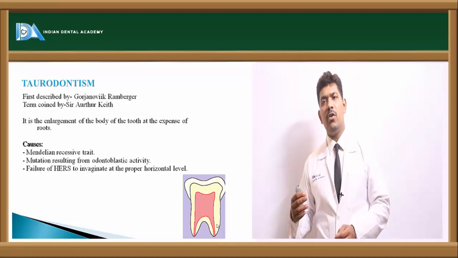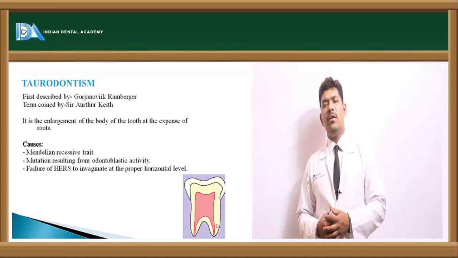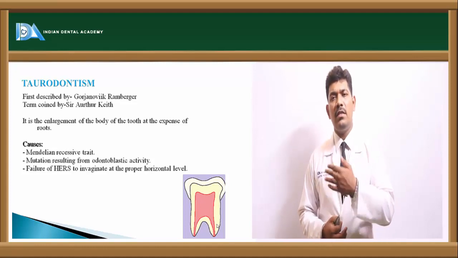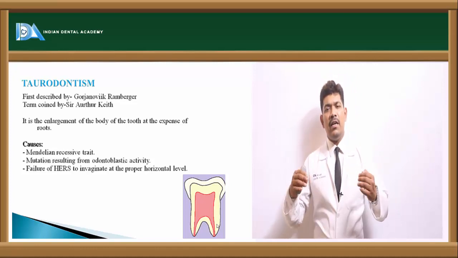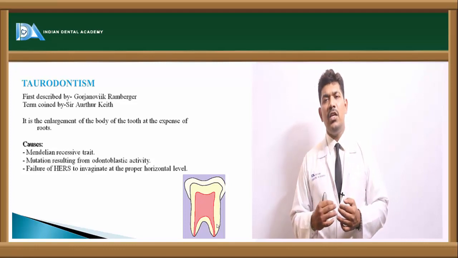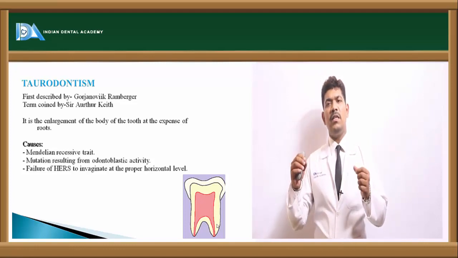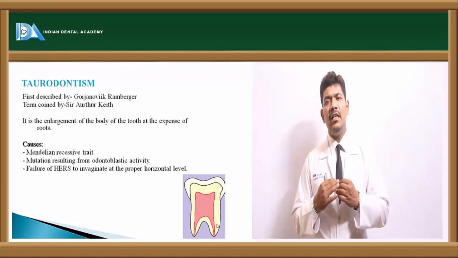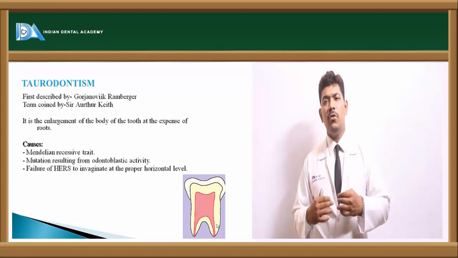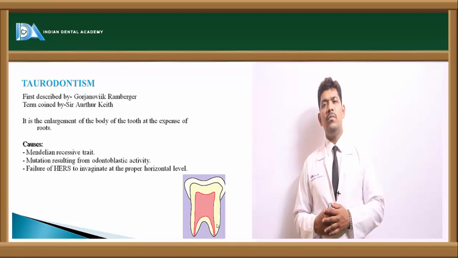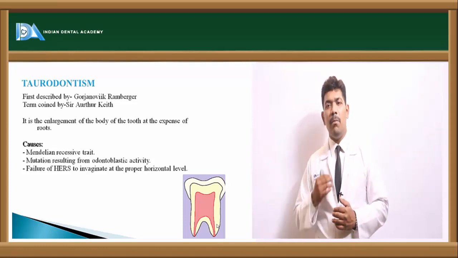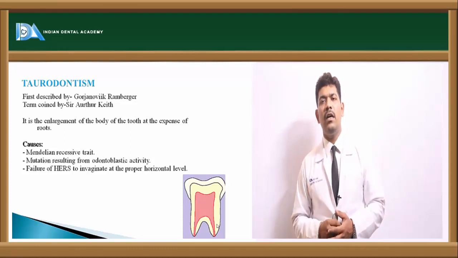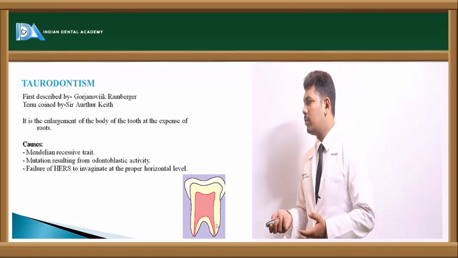Again, it could be genetic or hereditary. Predominantly what happens is, we all know you have Hertwig's sheath, which in the tooth formation stages invaginates at right angles at the level of the CEJ. That means at the CEJ, this Hertwig's root sheath invaginates at 90 degrees, and from there on we have the formation of the root. But in the case of taurodontism, this Hertwig's sheath does not give that 90 degrees angulation at the CEJ, but further down, which increases the body of the tooth but reduces the root portion of that particular affected tooth.